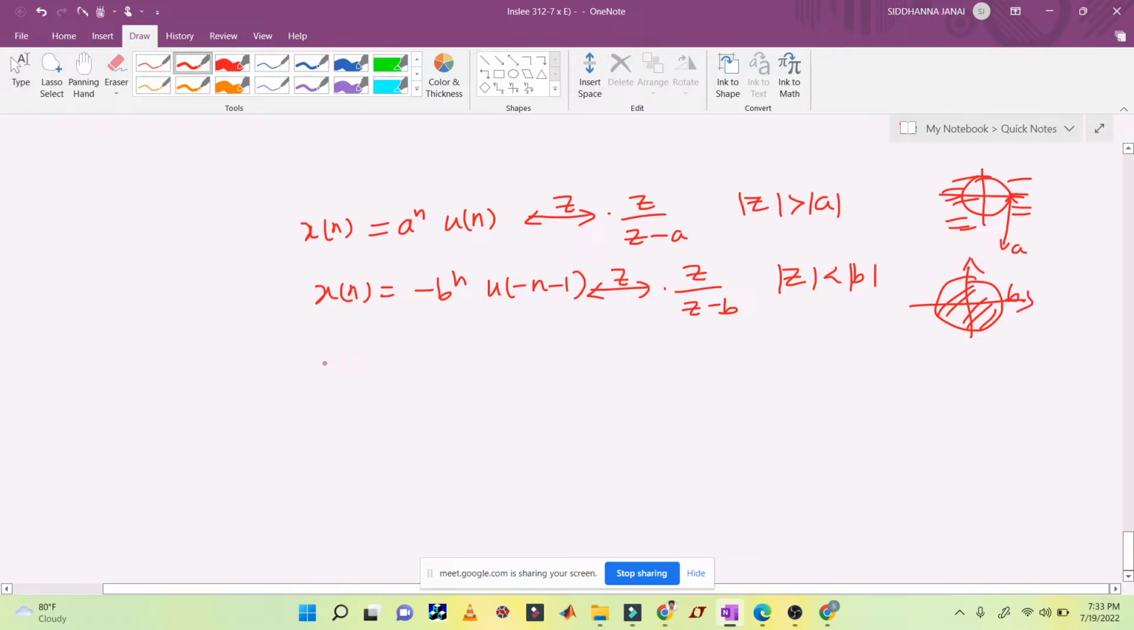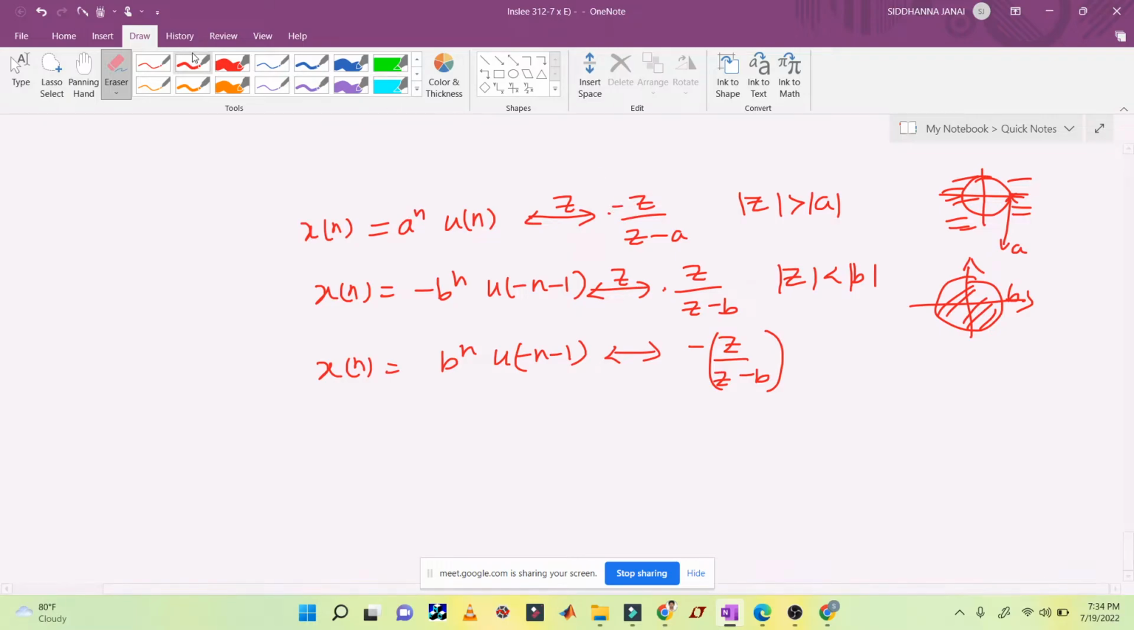Okay. Now, if at all x of n is equal to b power n u of minus n minus 1, then this will become minus z divided by z minus b. Okay, this is the difference. Here minus is there, then it will be plus. Here plus is there, you will get a minus. Similarly, if we have a minus here, then we will get a minus here. I hope it's clear. These are the three things we have learned.